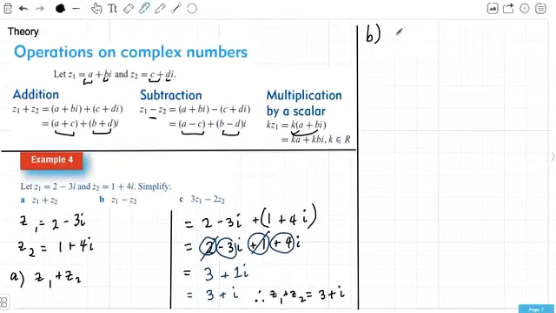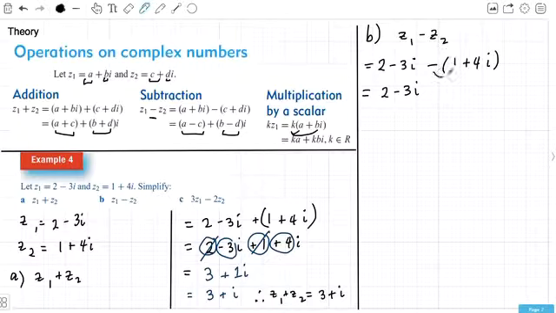B, we're going to do a similar thing. So we've got z1 minus z2 this time. So we write down z1, and this is why it's a good idea to use the bracket when you write z2. You can see now that you need to expand that negative through this bracket. So here, it's negative 1, and also here, so you've got negative 4i.